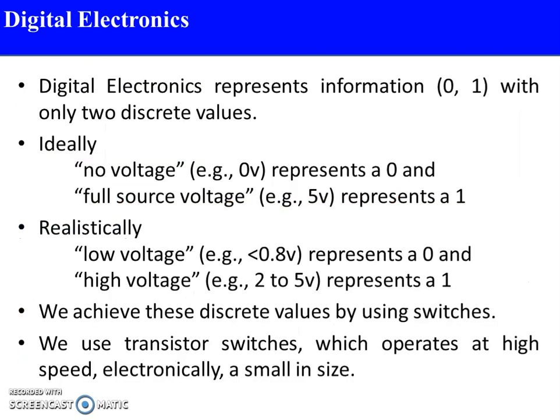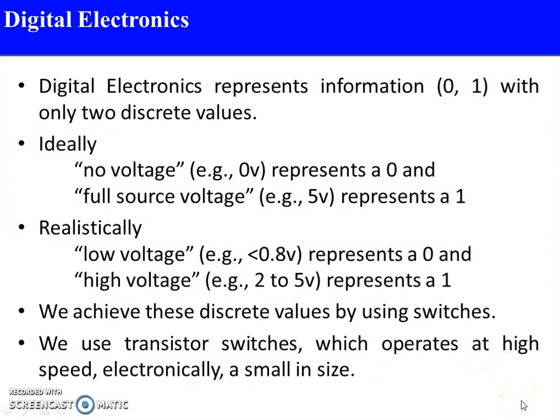Now ideally, 0 represents no voltage and 1 represents full source voltage. Realistically, 0 represents a low voltage and 1 represents a high voltage. One can achieve these values by the on state and off state of a switch. A transistor switch which operates at high speed can achieve these values.